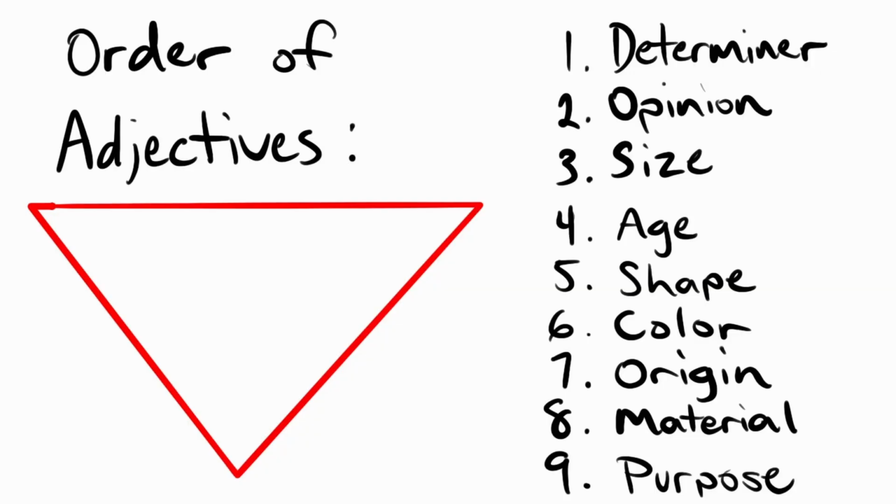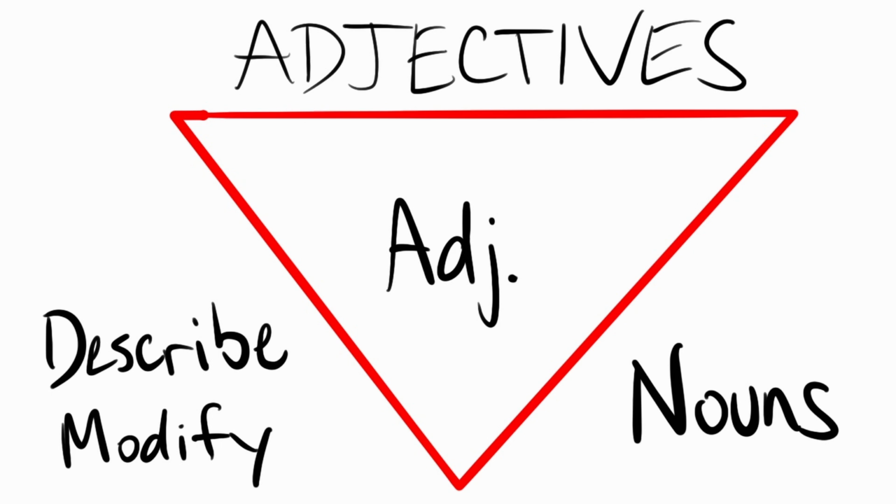Today we're going to be talking about the order of adjectives. There are 9 different kinds of adjectives. Hopefully you remember that an adjective is a word that describes or modifies a noun. But you can have many words describing or modifying a single noun or a group of nouns. There's really a lot of different combinations. However, there is a particular order that the adjectives should follow. And that's what we're going to talk about today.